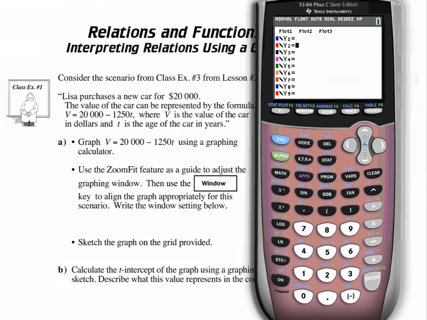So, grab your graphing calculators, type in that equation. So, right here. We have the value of a car can be represented by the formula 20,000. Let's go to Y1. 20,000 minus 1,250. And we don't have a t.